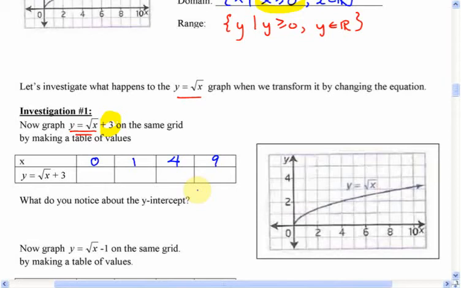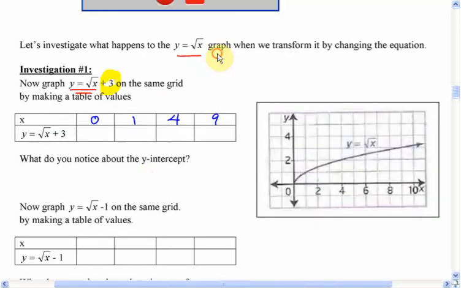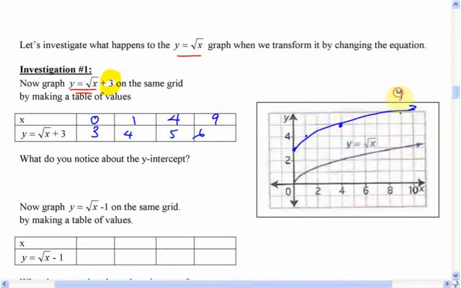And this should be very familiar to you all, I hope. 3, 4, 5, and 6. So did you graph it out as well? 0, 3, 1, 4. Now at 4, sorry, that's 2. Yeah, thank you. 1, 4, 4, 5, 9, 6. So there's your graph. y equals root x plus 3. Okay. What happens to the y-intercept? Well, you guys all know this. Went up by 3. What about the one underneath?